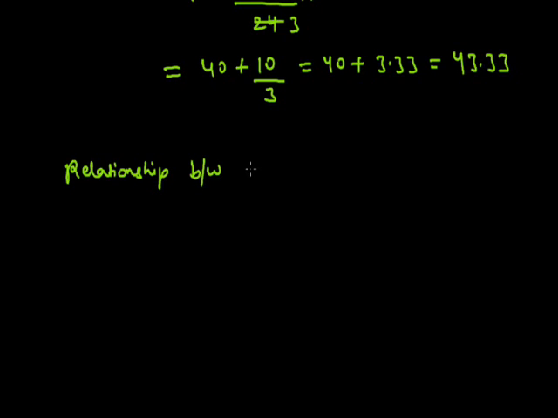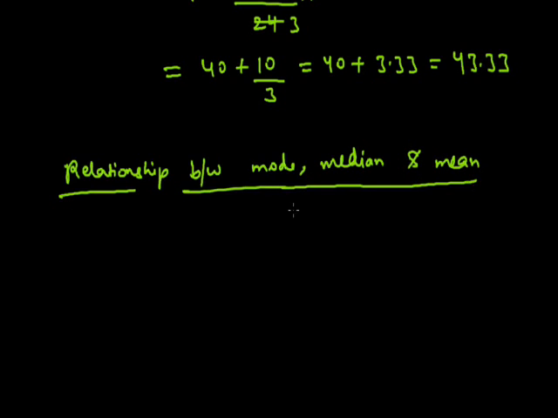between mode, median and mean. The relationship between mode, median and mean is: mode is equal to 3 times median minus 2 times mean. So if two things are given, that is mode or median, we can easily find the mean. If median and mean are given, we can easily find the mode. So this is the relationship between mode, mean and median.